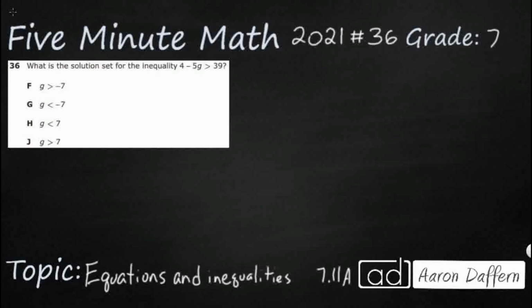So we're looking for a solution set for this inequality: 4 minus 5g is greater than 39. We're not looking for an answer because we don't have an equal sign. We've got an inequality. So what we're going to do is simplify this, trying to isolate this variable. We're going to treat it kind of like it's an equation just until the very end.